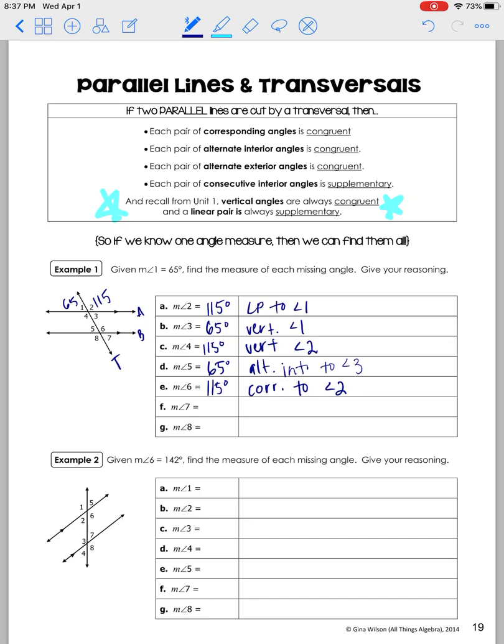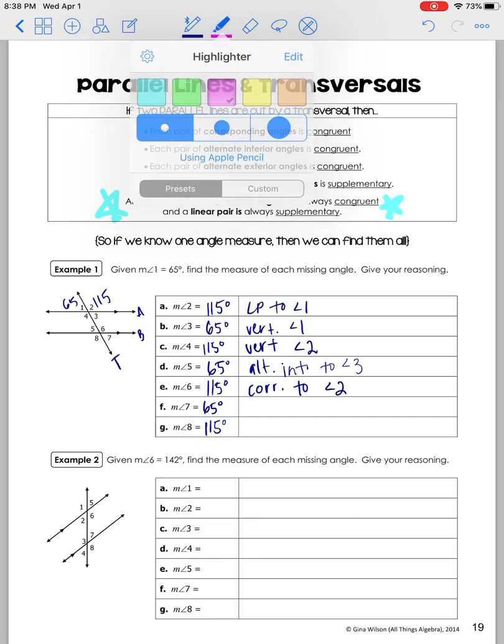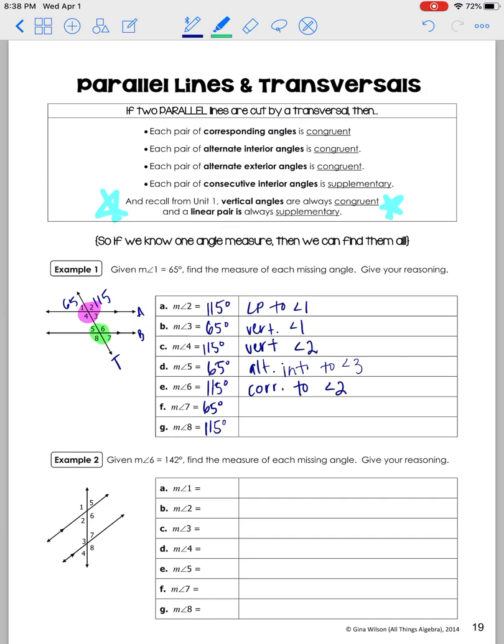For 7, you can say that it's vertical to 5, or that it's alternate interior to 1, or that it's corresponding to 3. I'm not going to write those down anymore because there are just so many reasons you could use. For number 8, 115 degrees for one of many reasons: alternate interior to 2, corresponding to 4, vertical to 6, etc. So as long as you have reasons that are valid, you're good. But the really big thing that I want to say is that once you're going from this station to this station, you need one of these. At some point, you need one of them.